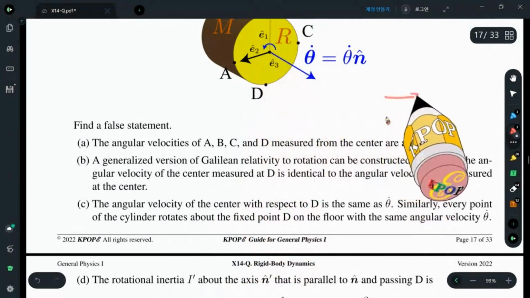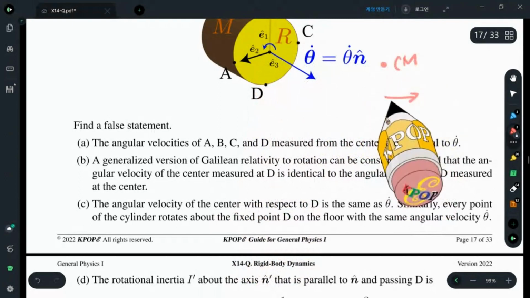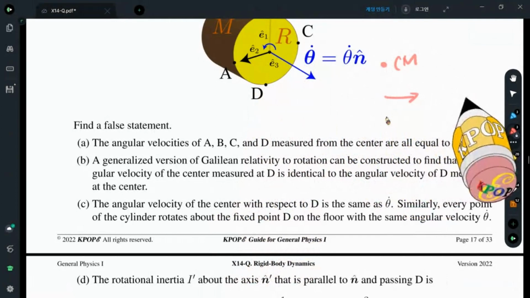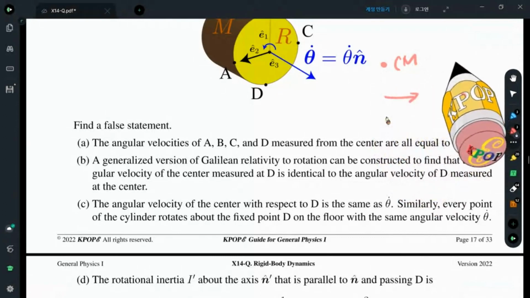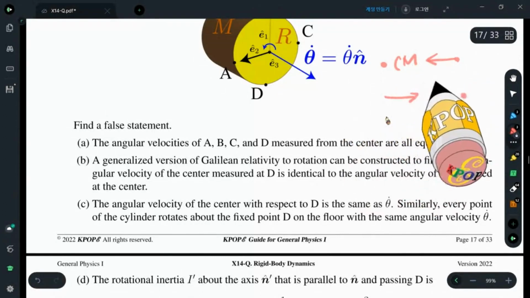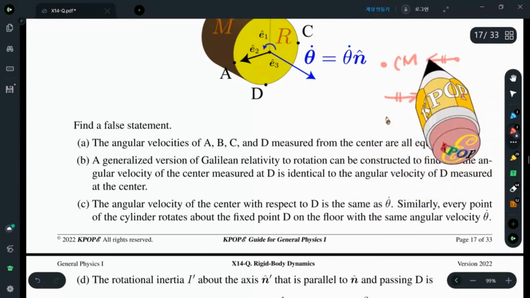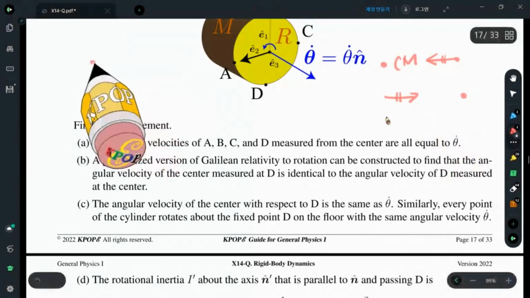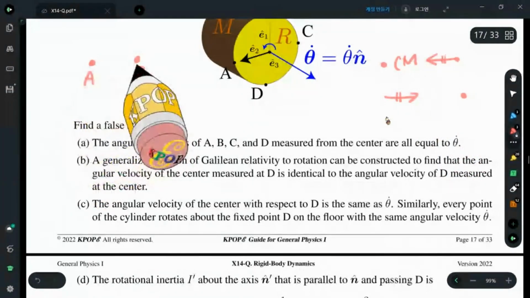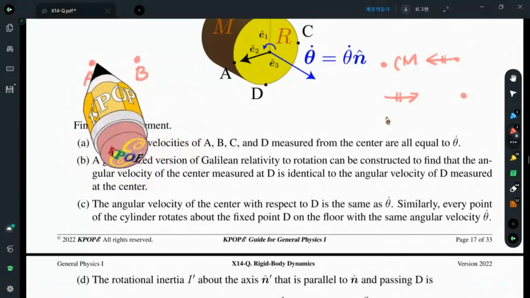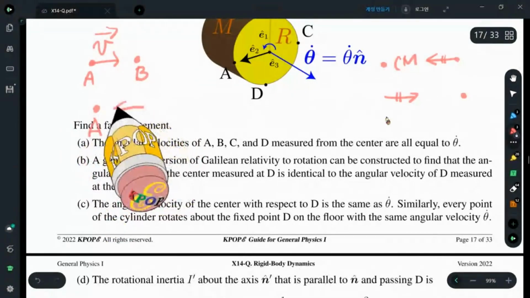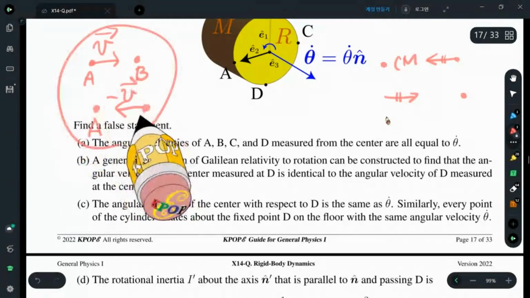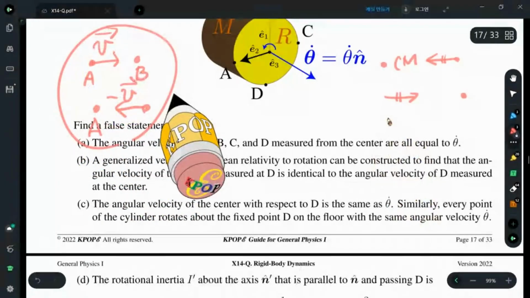because D is rotating about the CM in this way, Galilean relativity means if I look at the center of mass, because it is moving in this way, the center of mass must be moving with the same magnitude but opposite direction. That is Galilean relativity. Relative motion of two particles measured by A and B is the same in magnitude. For example, if A sees B moving forward with V, then B sees A moving with minus V. This is Galilean relativity, and this is true for Einstein's relativity too.